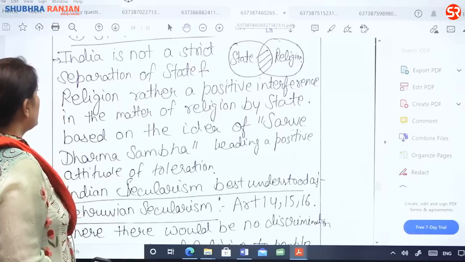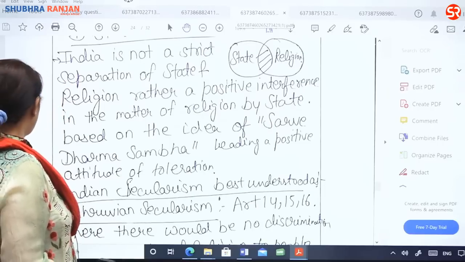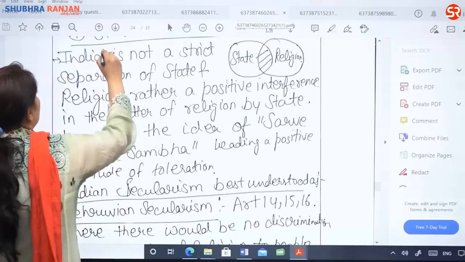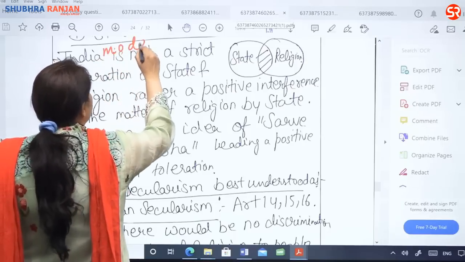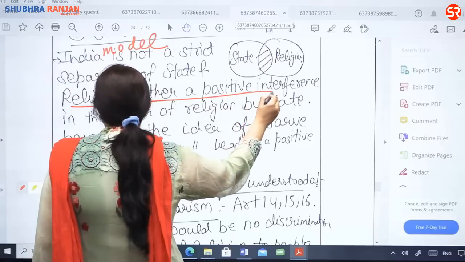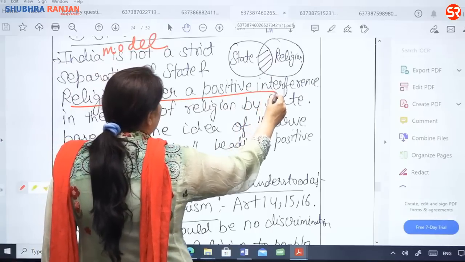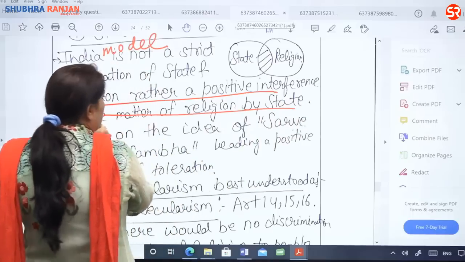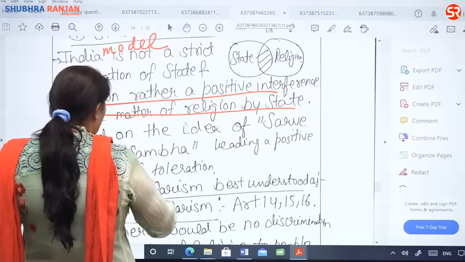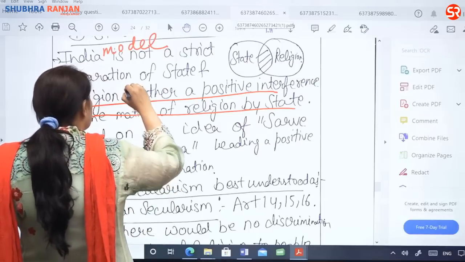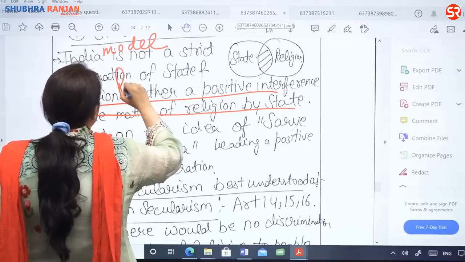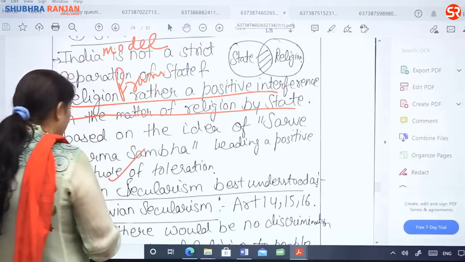India is not a strict separation. Make a proper sentence: the Indian model is not a strict separation. Rather, it is a positive intervention in religious matters based on the idea of Sarva Dharma Sambhav, leading to a political attitude. It's fine, the idea is fine, but please frame your sentences properly.